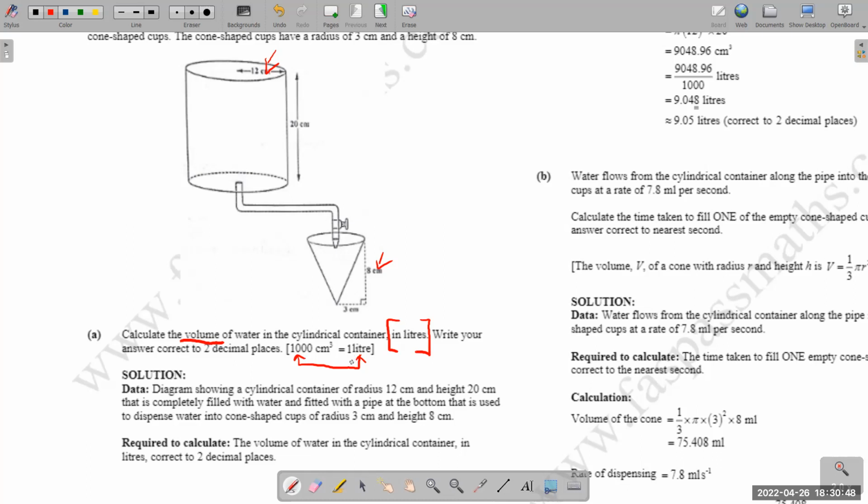Anybody realize what information they did not give us? Just looking at this, it doesn't stand out to me. They didn't give us one of the dimensions of the tank. Which dimension of the tank did they not give us? Because these are things you should notice too when you read questions like that. Anybody know? They gave us the width, they gave us the length, but what did they not give us?